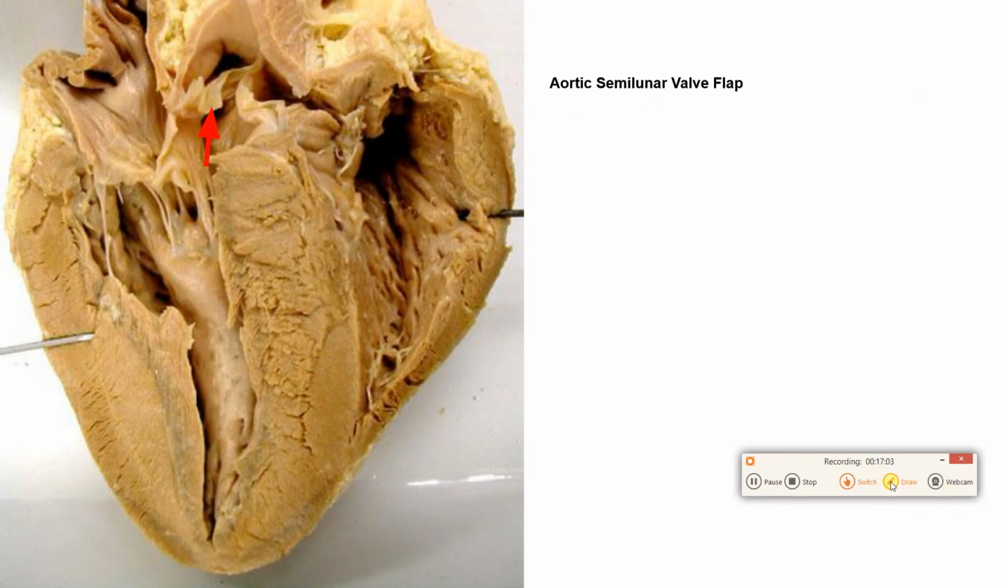Excellent. There's that interventricular septum, big and thick, separating the right ventricle from the left.